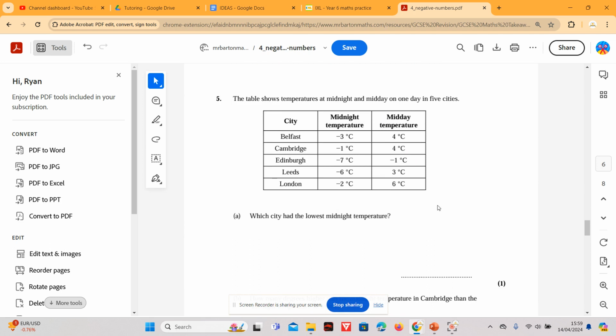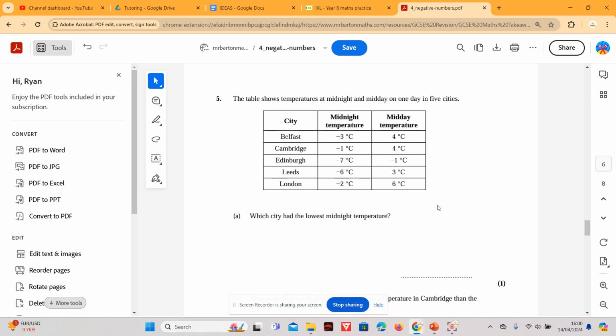So, next one. The table shows temperatures at midnight and midday on one day in 5 cities. So we've got Belfast, Cambridge, Edinburgh, Leeds, London. And then we've got midnight temperature for Belfast -3, Cambridge -1, Edinburgh -7, Leeds -6, and London -2. The midday temperature is 4, 4, -1, 3, and 6.